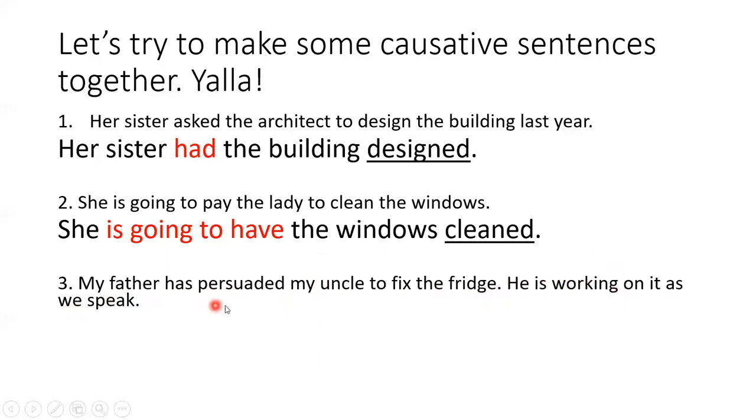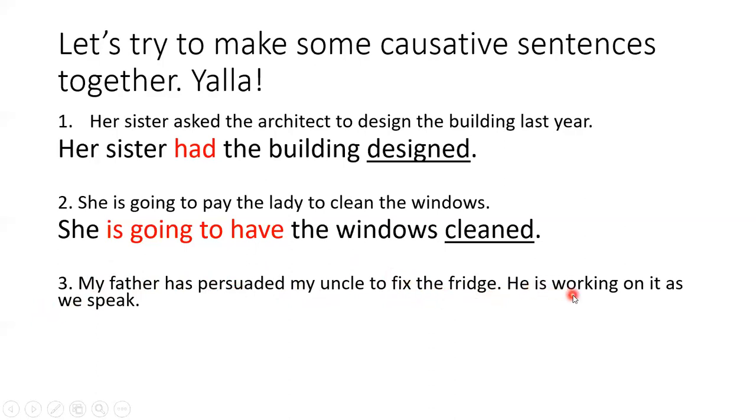So, who is the cause in this sentence? The cause is my father. He's the one who persuaded my uncle. My uncle is the doer, but he's not the subject of the causative sentence. So my father is the subject. What did my father cause? He caused the fixing. So fix is the main idea or the main verb. And what is the object? The fridge.